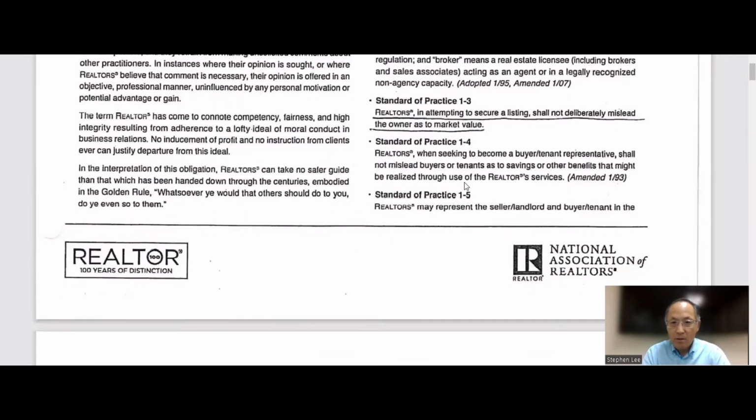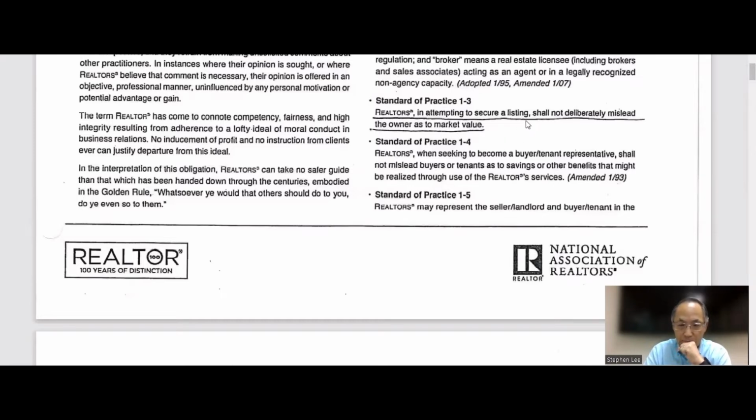Okay? Now, Standard Practice 1-3 says, and this is now a real situation: Realtors, in attempting to secure a listing, shall not deliberately mislead the owner as to market value. It's a very short sentence, but it means a lot of things here. Realtors shall not deliberately mislead the owner as to market value.